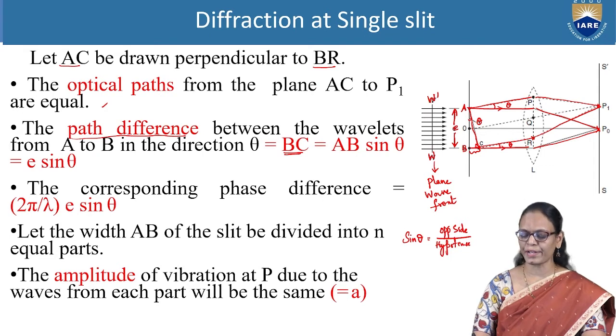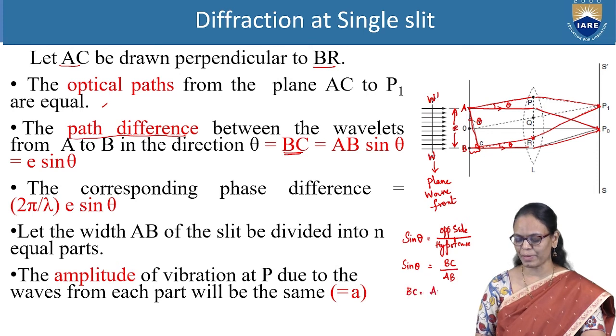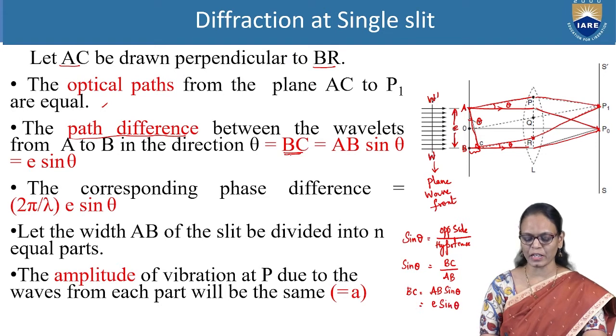So what is the side opposite to angle theta? It is BC. And what is the hypotenuse? It is AB. So sine theta is equal to BC upon AB. So BC is equal to AB sine theta. And what is AB equal to? It is e. So this is equal to e sine theta. So what we are writing here, BC is equal to e sine theta.